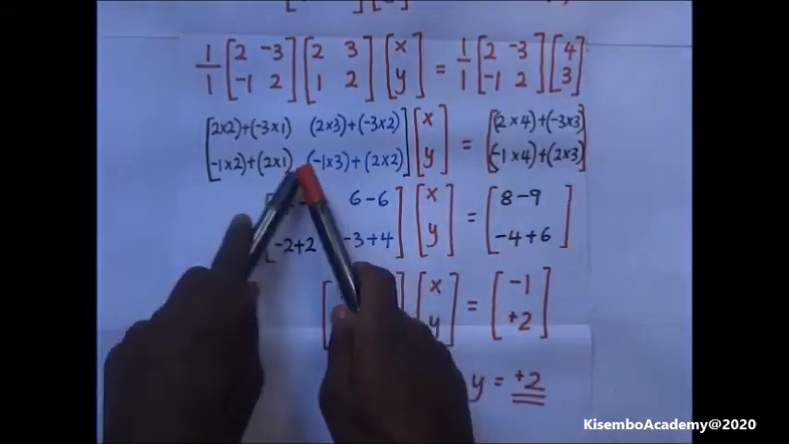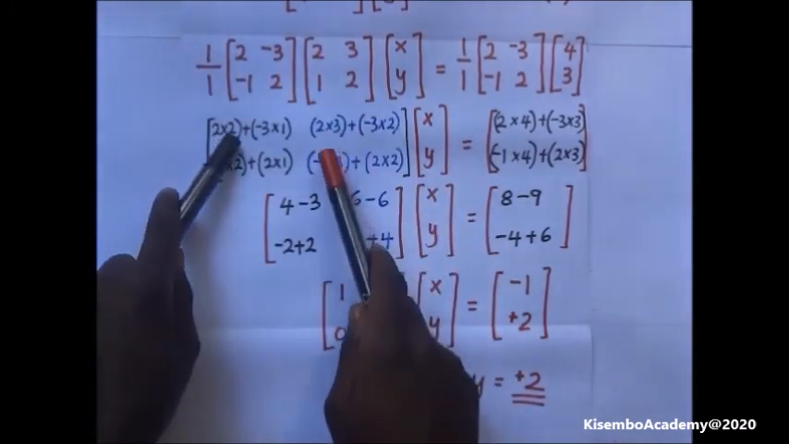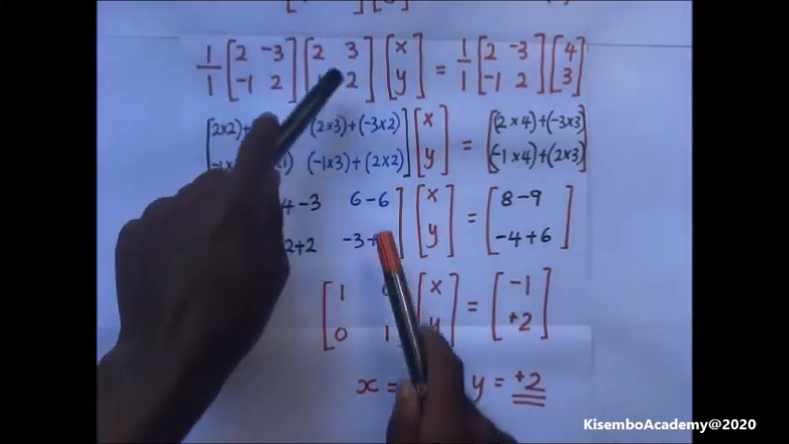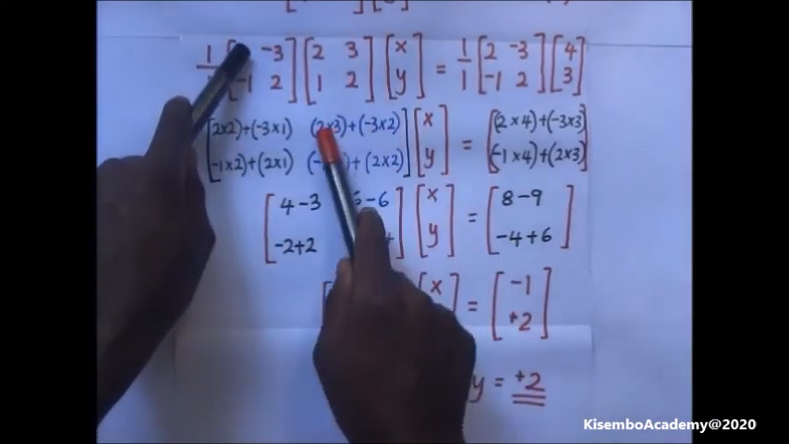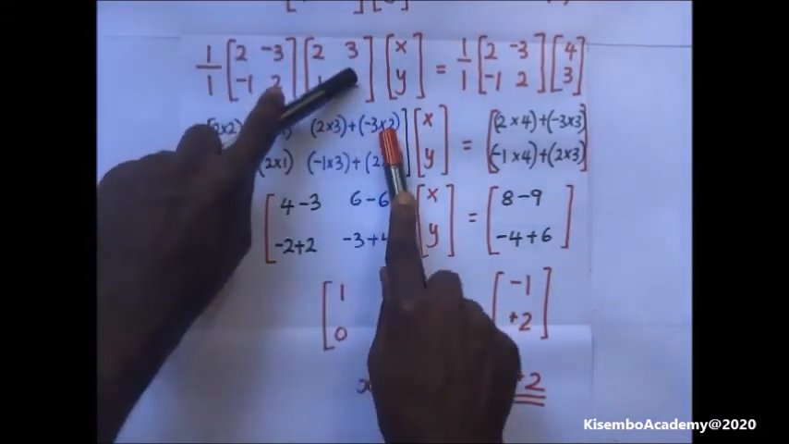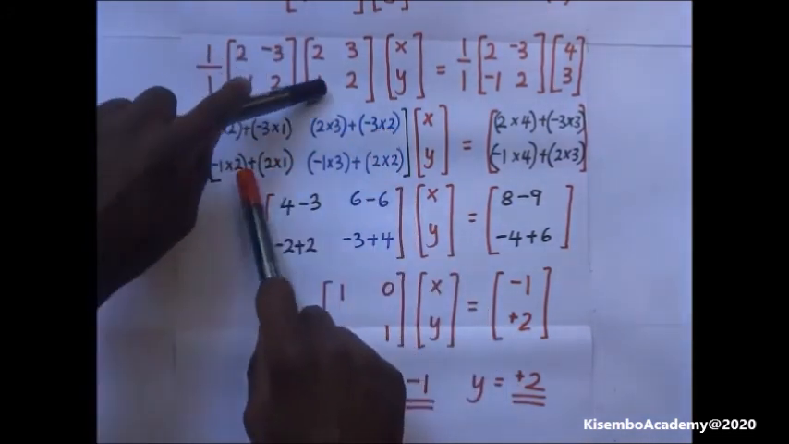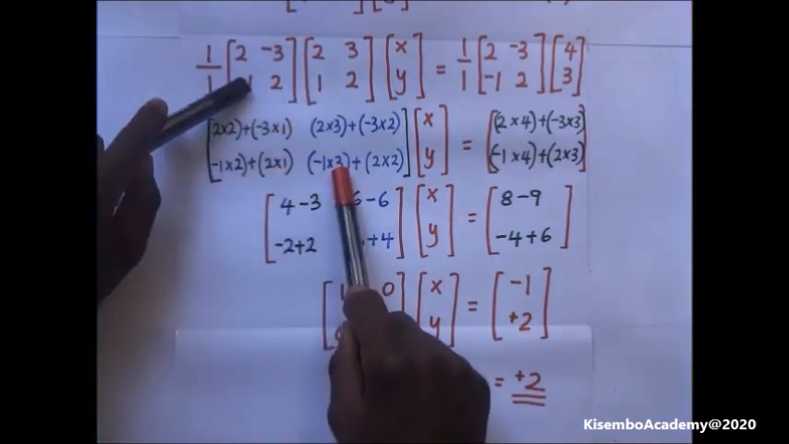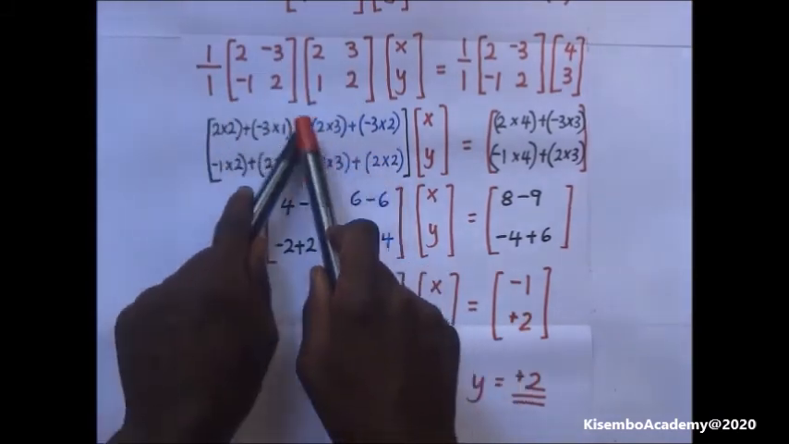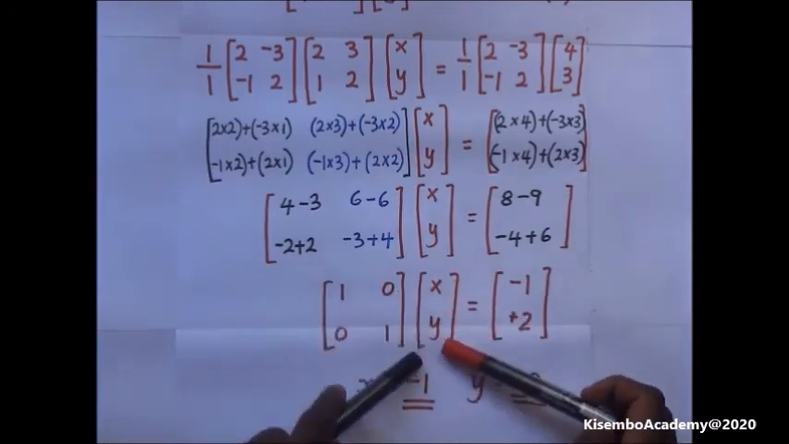And so, of course, the multiplication is row by column: 2 times 2 plus -3 times 1, then this row times that column, 2 times 3 plus -3 times 2, which is that. Then we have -1 times 2 plus 2 times 1. Then we have -1 times 3 plus 2 times 2, which is that. So when we compute all this, we shall end up with the identity matrix times xy.